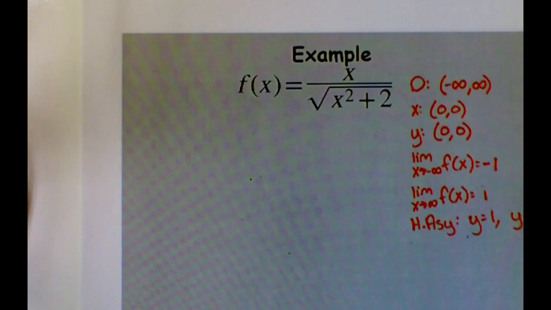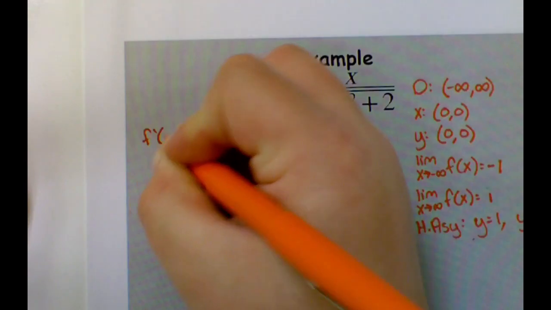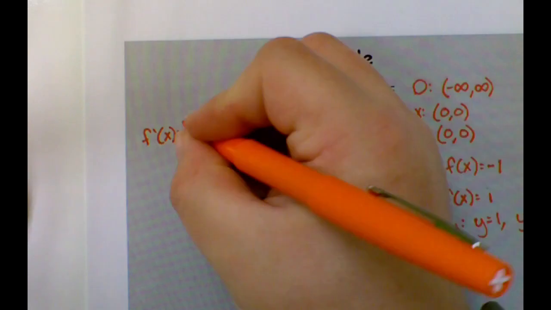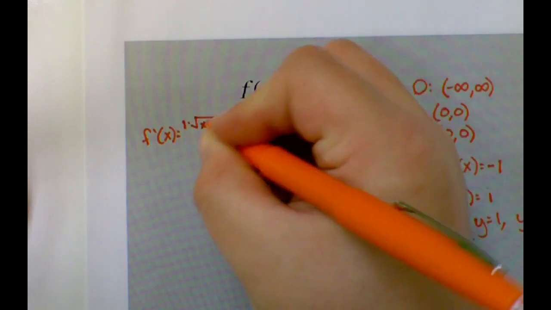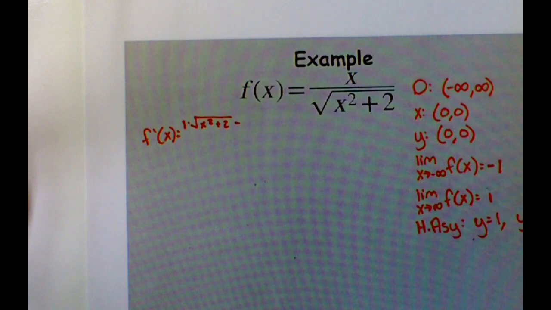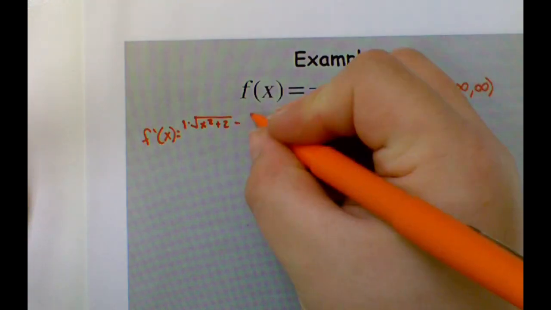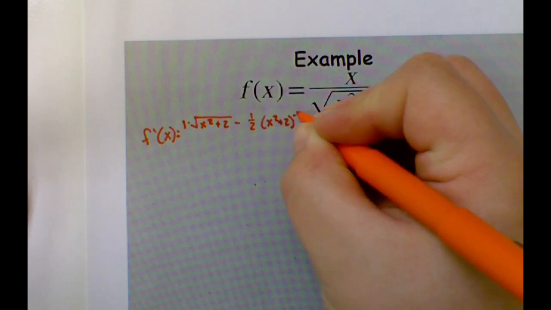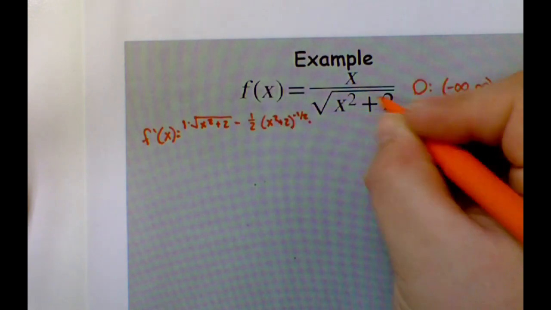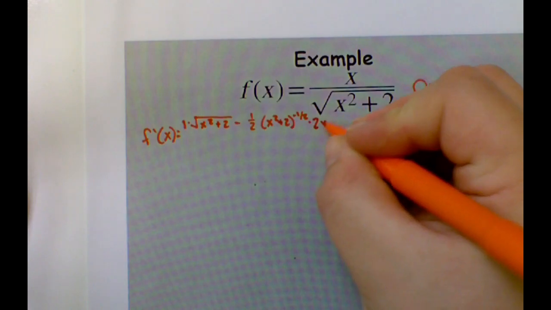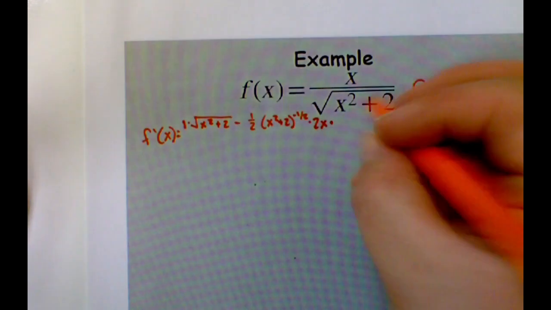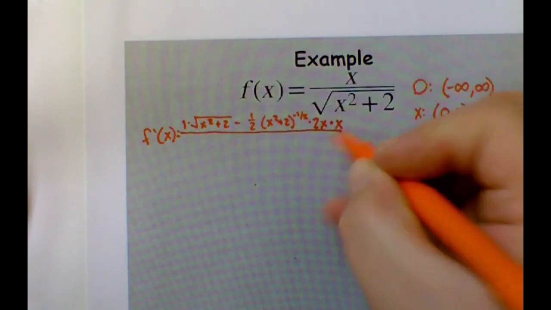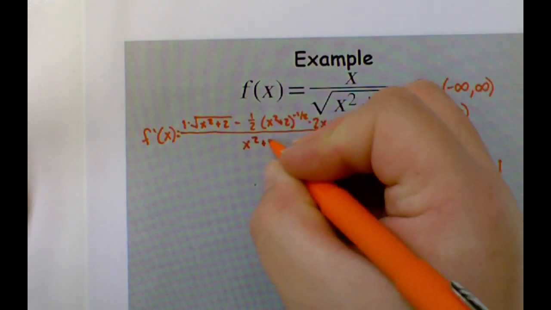We are going to find the first derivative. And for this, we take the derivative of the numerator, which is 1, times the denominator, unchanged, minus the derivative of the denominator, which is 1/2 times x squared plus 2 to the negative 1/2 power, times the derivative of the inside, which is 2x, still times the top unchanged, which is just x, all over the bottom squared, which becomes x squared plus 2.